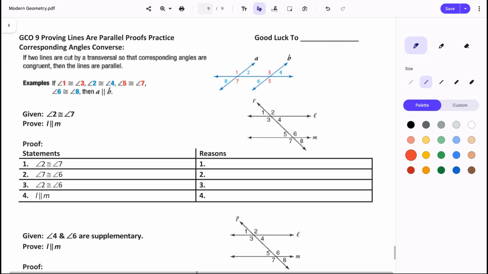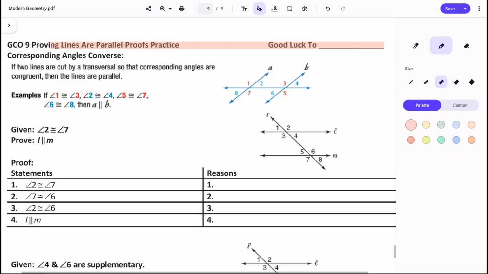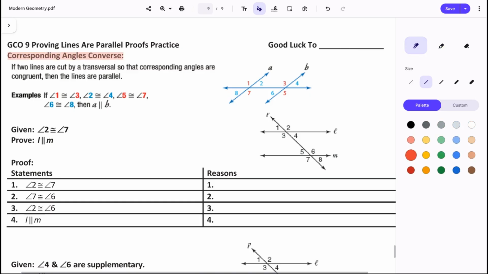To do that, we need to talk about this converse at the very top of your page here. So I'm talking about this thing right here, corresponding angles converse. What that says is that if you have two lines that are cut by a transversal and the corresponding angles are congruent to each other, if you know that, then we know that the lines in the picture are going to be parallel to each other.